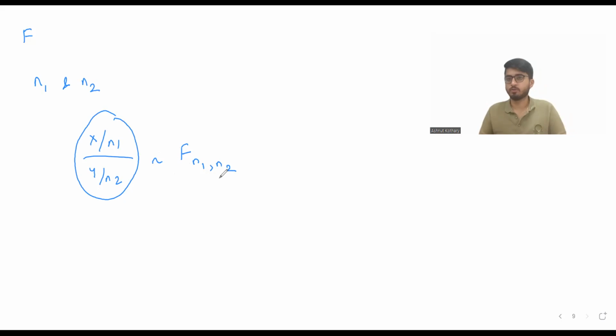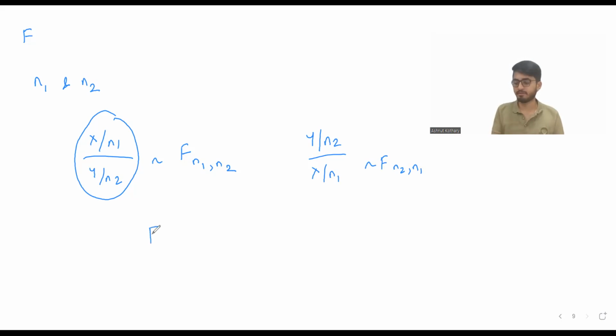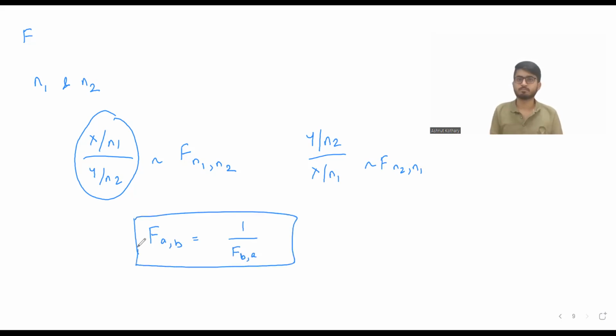Now if you closely take a look, can I write it this way also, y by n2 divided by x by n1, both are of similar structure only. This should follow F n2 comma n1. So from here what I can write is F a comma b is nothing but 1 divided by F b comma a. Can take this down. Later on we would be using this result for computation of probabilities.